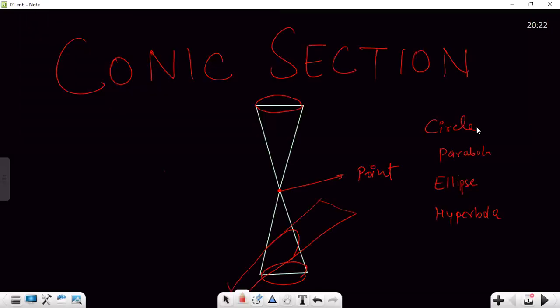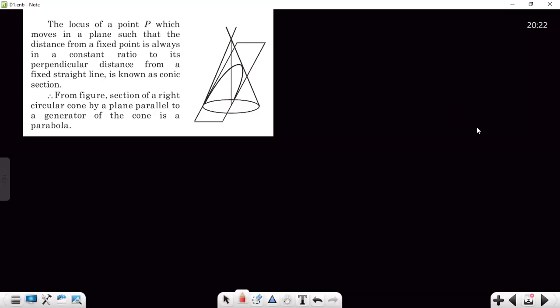Yeah. So in conic sections, what we discuss are the different sections of cones, which give us the circle, parabola, ellipse, or hyperbola. We have already discussed circles in a previous chapter. So let's now start with the conic section discussion.